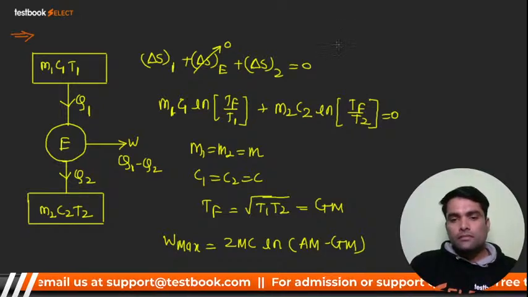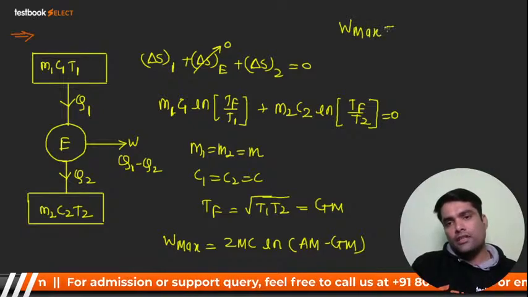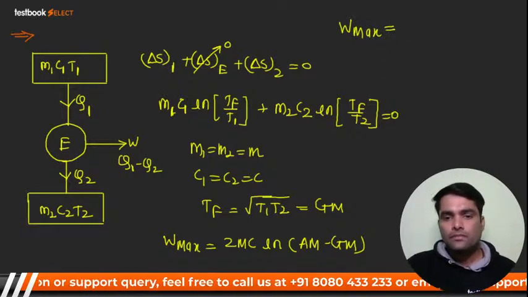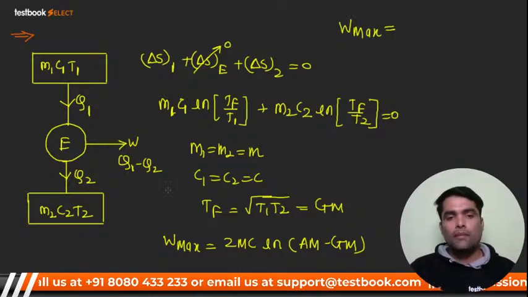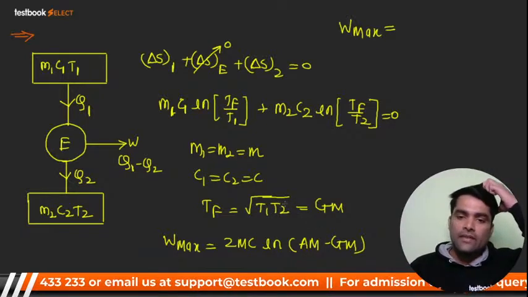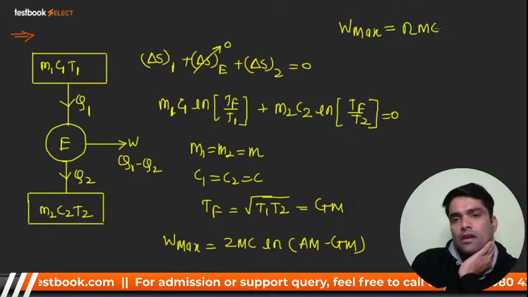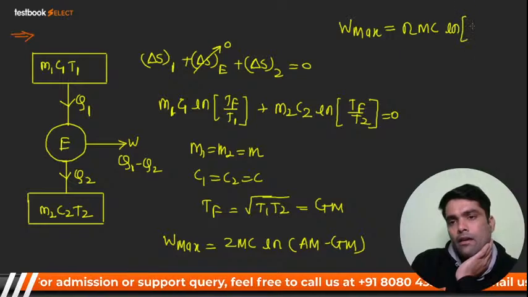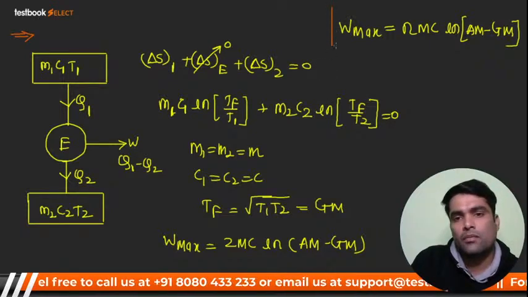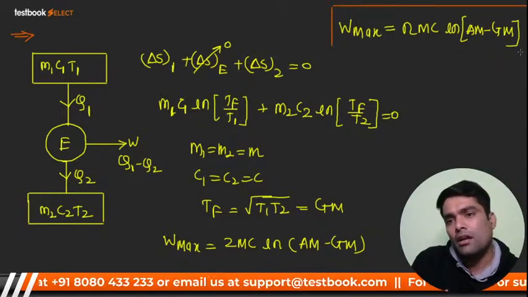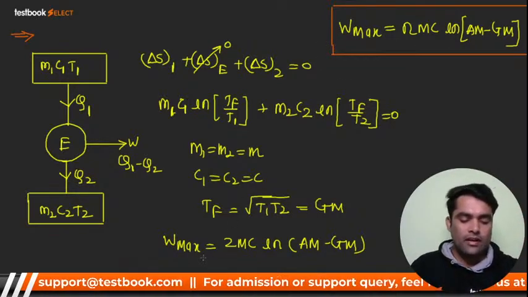So my dear, now see, if I have this, I can write W max in general, that is equal to what? Hey brother, Q1 minus Q2, so Q1 will be M1 C1 T1 and M2 C2 T2, right? So my dear, you have to finalize the TF as well. So TF you got as under root of T1 into T2. So it should be nothing but NMC ln of arithmetic mean minus geometric mean. So this formula you have to also keep in mind. And it is the maximum work obtainable when the engine is installed between the two bodies. I hope you got it.